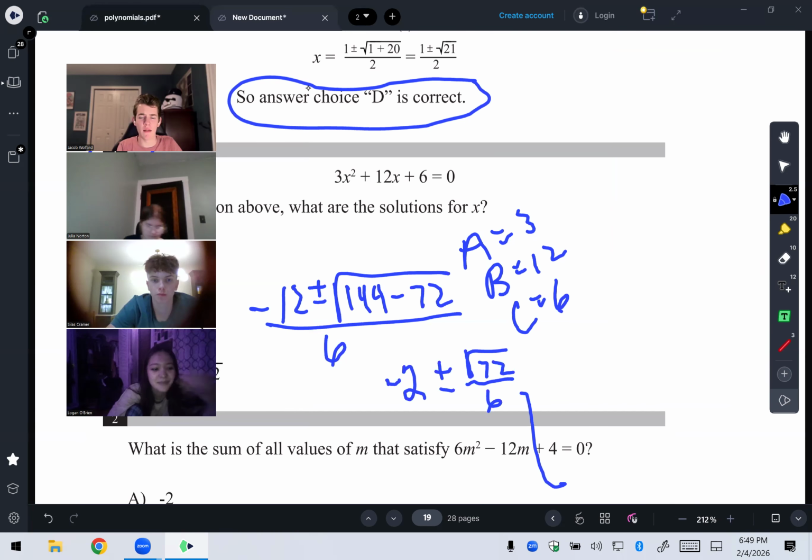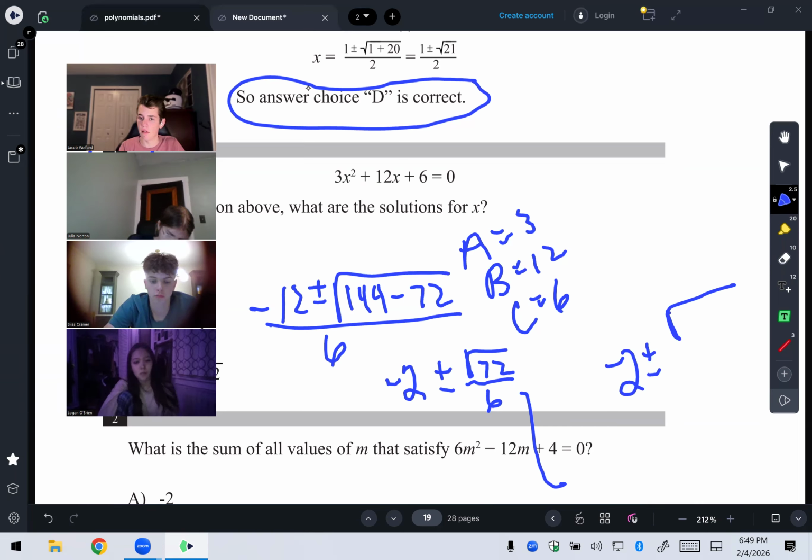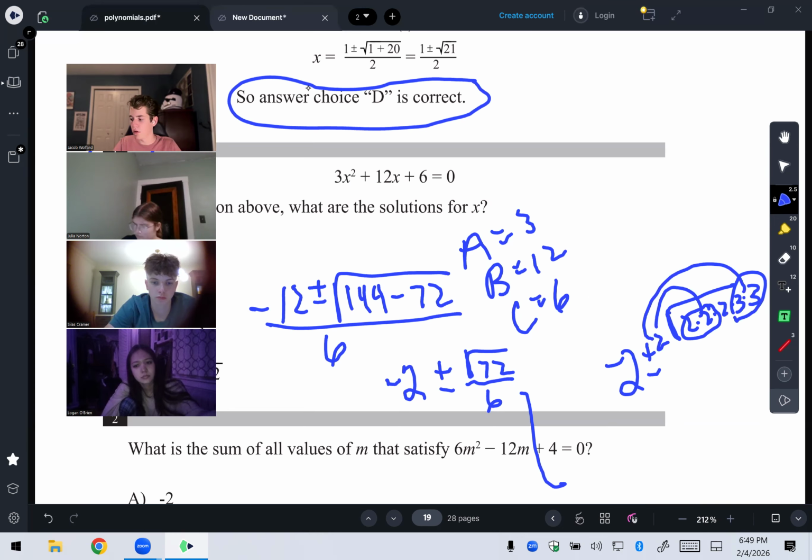Okay. So we now have negative 2 plus or minus. We don't know what the square root of 72 is, but we know it's 8 times 9. So here comes the bride. We take out a 2. This is why we learned this last week. And we take out a 3, so that'll be 6 square root of 2 all over 6. So our answer will be negative 2. Can we bring them back over?